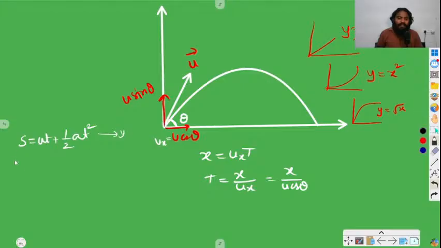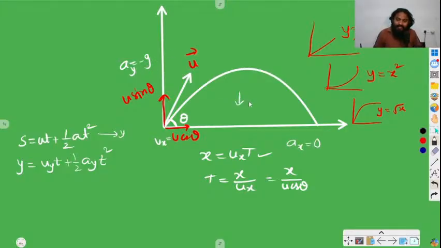Here the displacement along the y-axis is y, that is equal to the initial velocity along the y-axis, uy t, plus half ay t square. And you know very well along the x-axis there is no acceleration, it is 0, that is why we are directly using the formula distance is equal to displacement is equal to speed into time, right? If there is an acceleration, you cannot use this, you have to use v is equal to u plus at. But here along the y-axis there is an acceleration, that is nothing but acceleration due to gravity in the negative direction, right? The g value is always downwards, right?